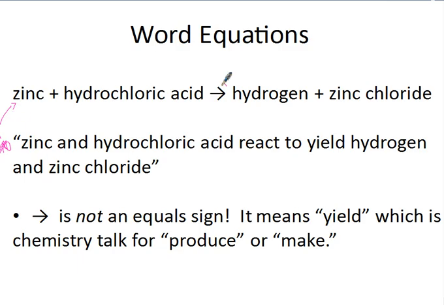Now, this arrow here means yield. It does not mean equal. Alright? Because the left and right side are not equal. They are different. When you put the left side together, it can give you the right side, but they are not equal.